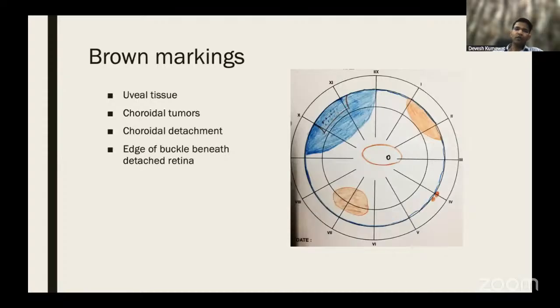Brown markings are for uveal tissue, that is for choroidal detachment, as shown in the right top corner. You have a choroidal detachment. Now, choroidal detachment is important. It can extend anterior to the ora serrata till the junction of pars plana and plicata. So, according to the location of choroidal detachment, you have to depict it. However, the retinal detachment only goes till the ora serrata. Now, choroidal tumors also: if you have a choroidal melanoma, then you have to label it again with the brown marking.